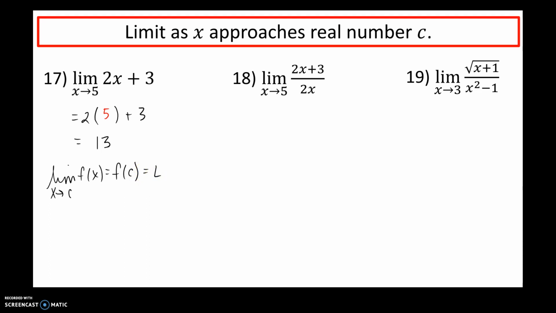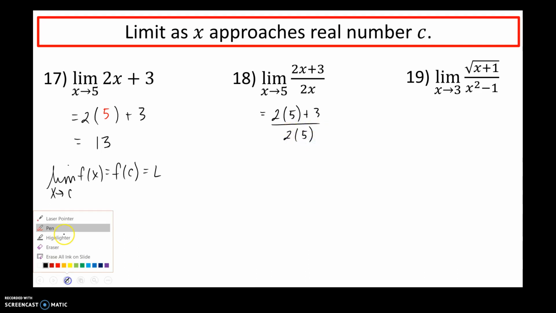Number 18, wherever I see an x, again, I'm going to replace it with the number 5. Okay, and where does the number 5 come from? That's what x is approaching, right? So these are not meant to trick you, okay? You literally take the number that x is approaching. So I get 13 over 10. So 13/10 is just simply my limit.